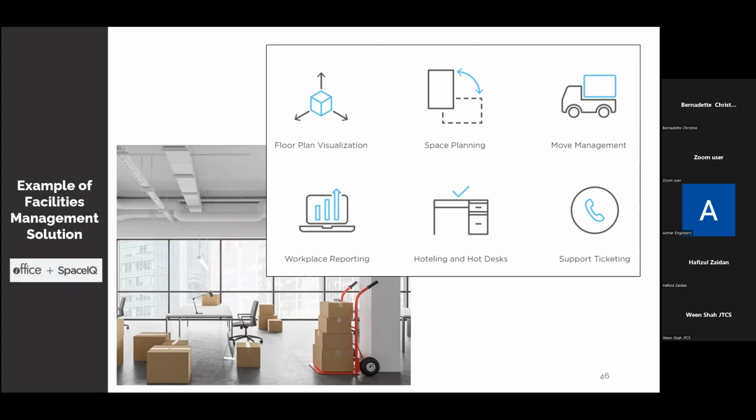It's called Office and Space IQ. In this software, it does basic things like floor plan visualization. You can do space planning. You can do move management. You can do some reporting and ticketing. Of course, facility management software will read the BIM data, the 3D data that is information rich, and you can do different things with it.